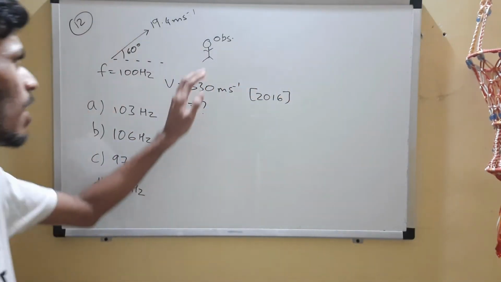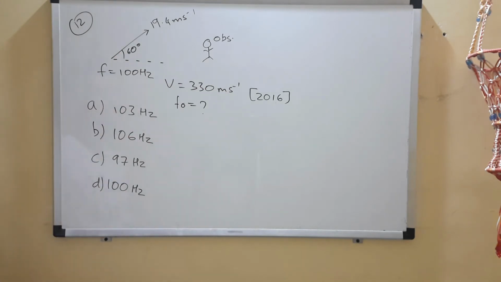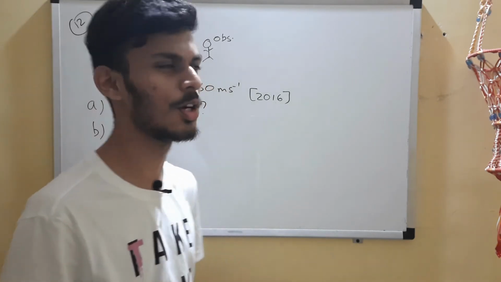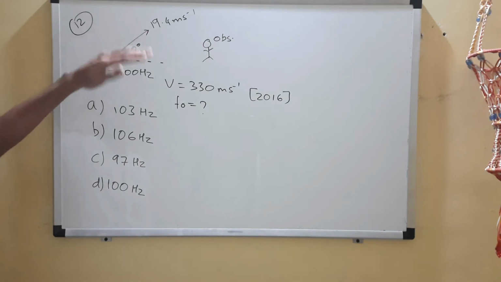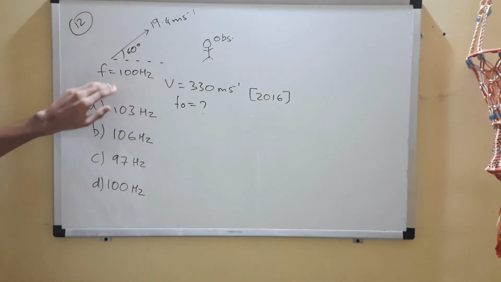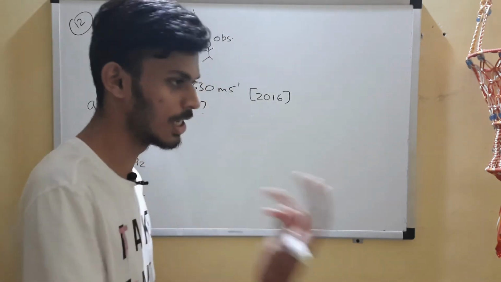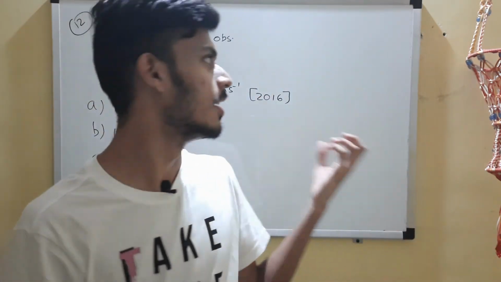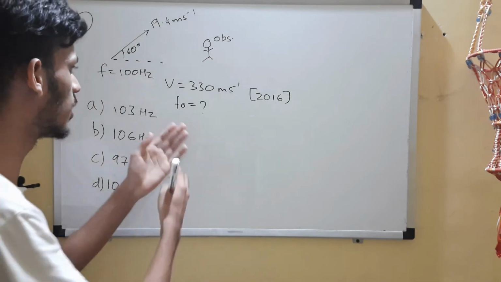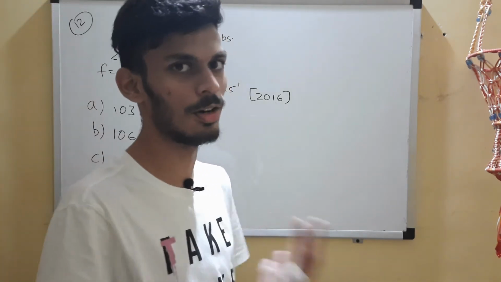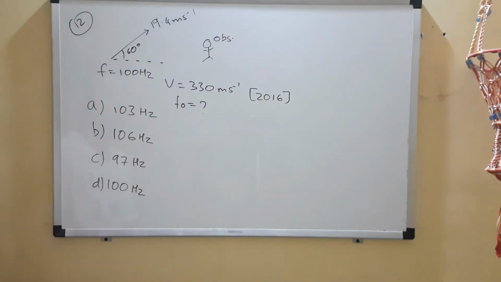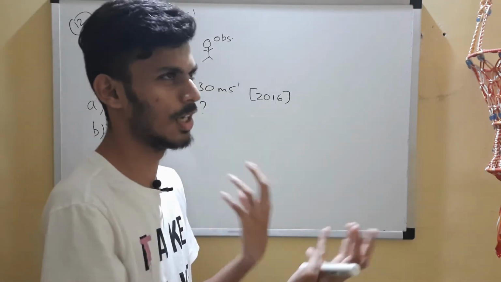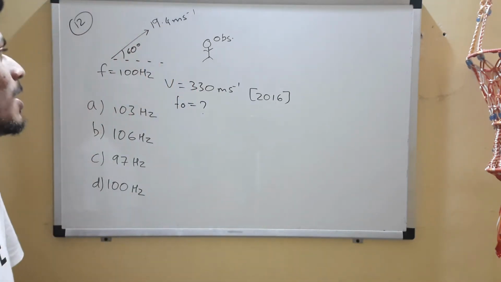In this question you have a stationary observer, a source which is moving with a speed of 19.4 meters per second at an angle of 60 degrees with respect to the ground. The original frequency of the waves emitted by the source is given as 100 hertz. You are supposed to find the observed frequency, or the apparent frequency. Velocity of sound in air is also given as 330 meters per second.